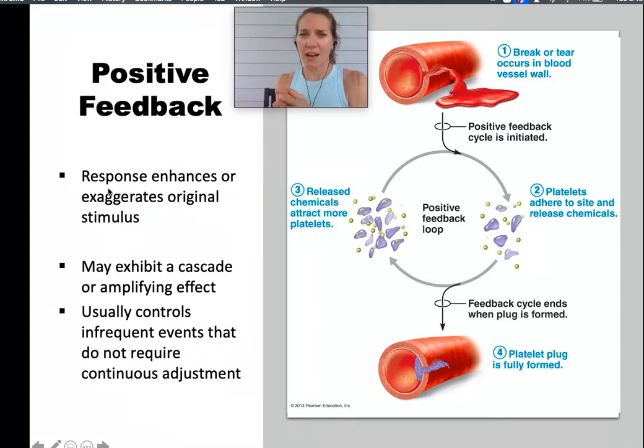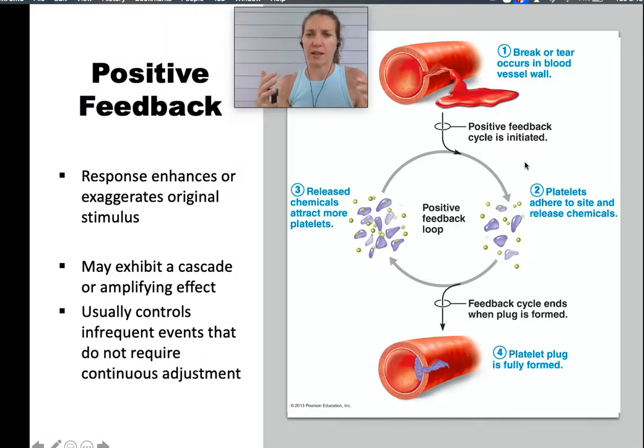In the case of blood clotting, that's what's illustrated here. So as you can imagine, for a small vessel, not a big deal, but for a larger vessel, an artery, etc., you definitely need to clot that quickly. So if there's a break or tear that occurs in the blood vessel wall, platelets that are circulating through your bloodstream will actually stick to the side of that vessel. And when they do so, they will actually attract more platelets.